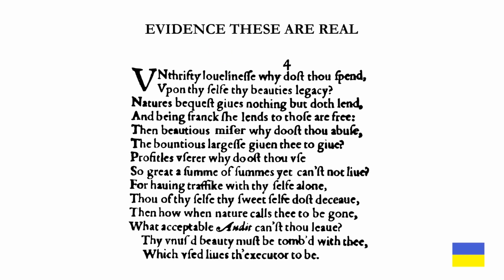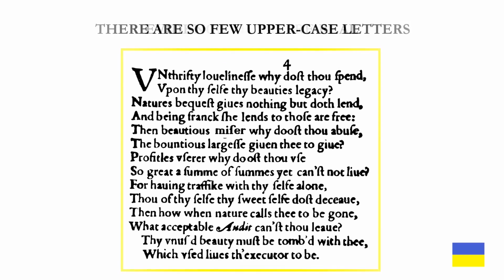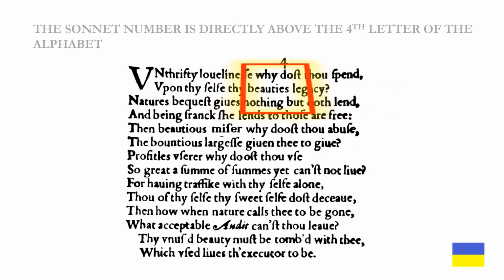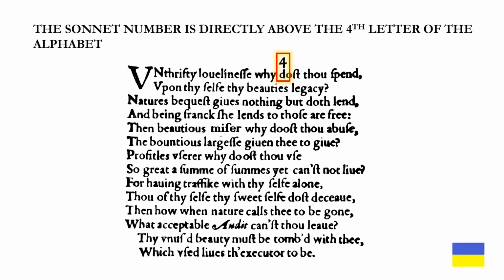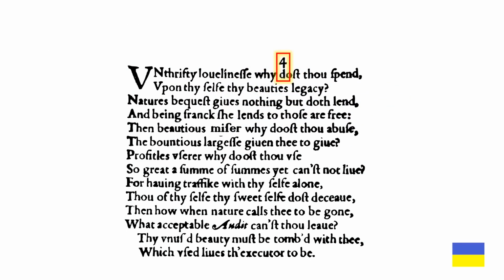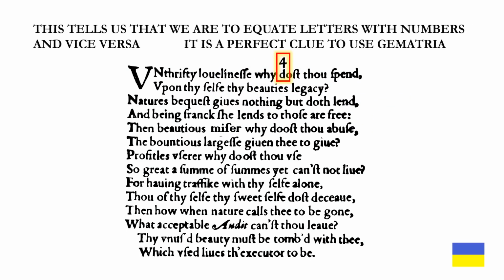What is the evidence that these are real? First, there are so few uppercase letters. The sonnet number is directly above the 4th letter of the alphabet, which happens to be in the 4th word in the line. This tells us that we are to equate letters with numbers and vice versa. It is a perfect clue to use gematria.